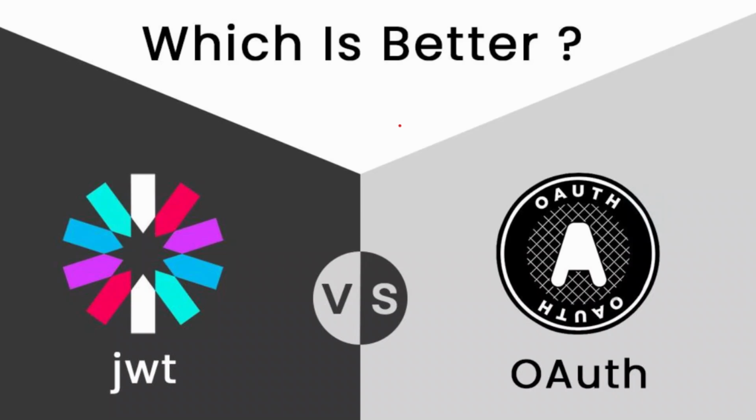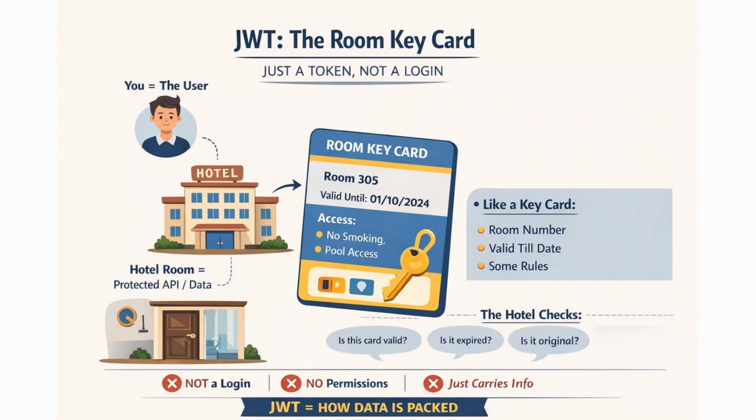Okay. Imagine a hotel. You are the user, the hotel room is your protected API or data. Now let's map things properly. JWT is like a hotel room key card. The key card contains information such as which room you can access, how long the key is valid, a digital signature that proves it is genuine. Now notice something important. The hotel or swipe machine does not remember you personally. When you show the key card, the hotel only checks: is this key valid, is this key expired, is the signature correct. Only this it will verify. If everything works properly, the door will open. Otherwise, access is denied. This is exactly how JWT works.